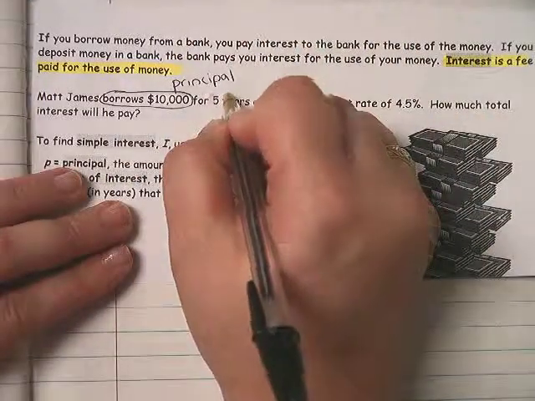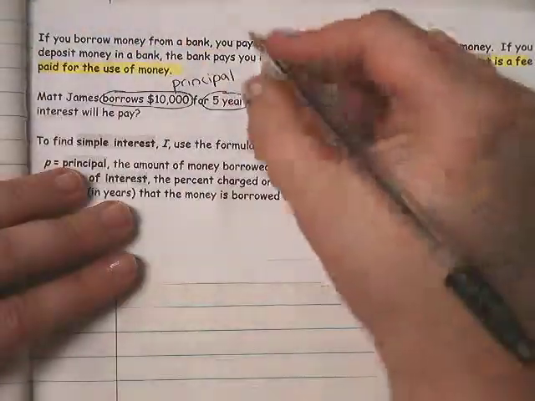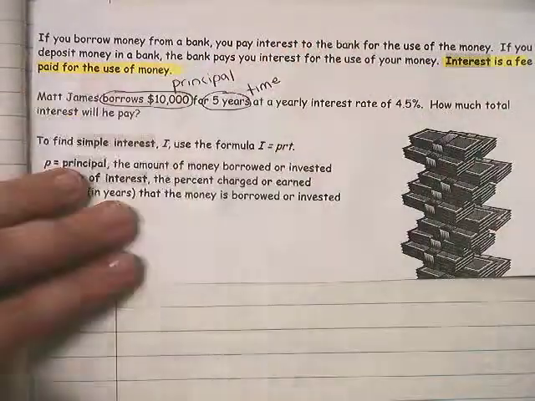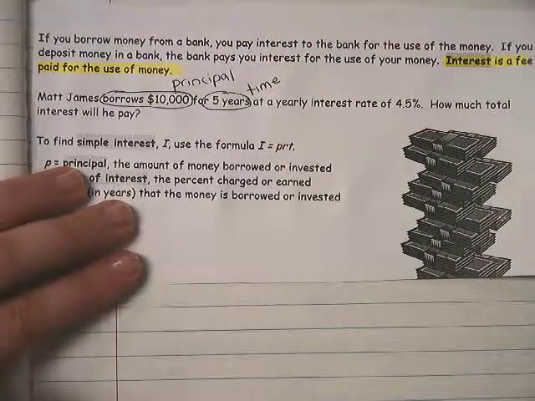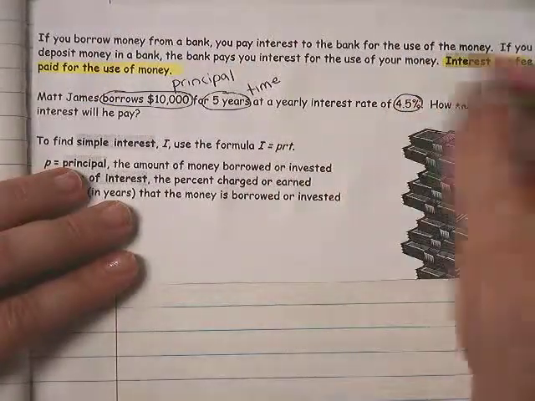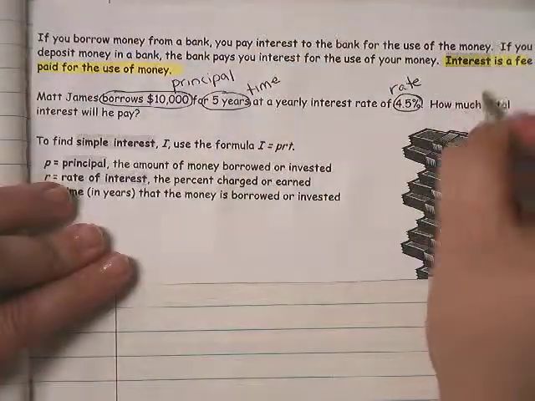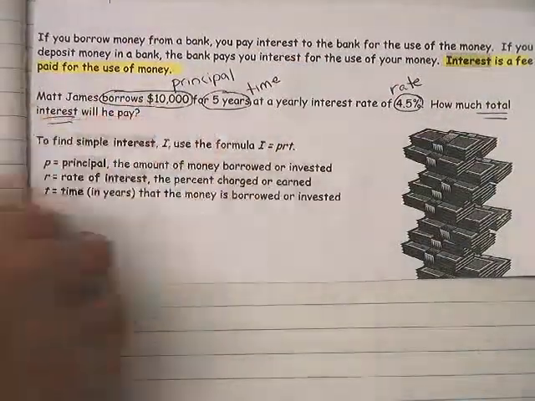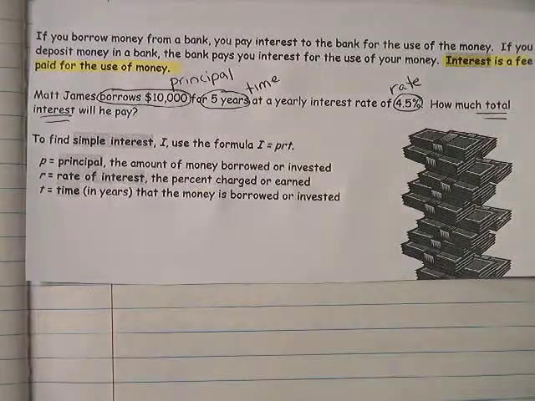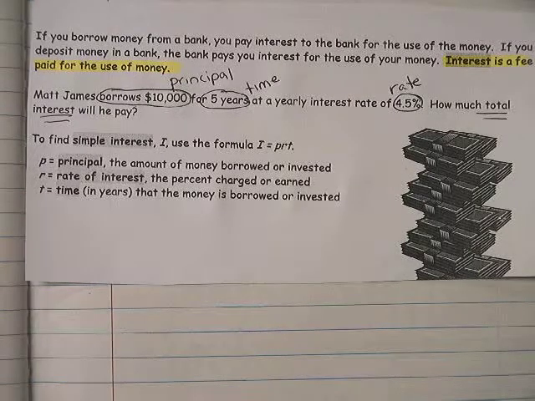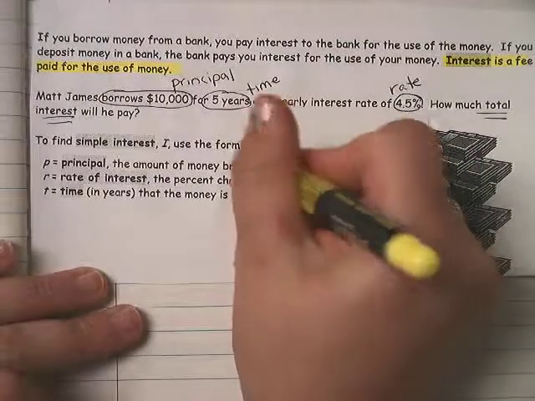Okay? So we're borrowing $10,000 for 5 years. So years is going to be our time at a yearly interest rate of 4.5%. So this is our rate. Okay? The question wants to know how much total interest will he pay? Well, in real life, most people when they borrow a loan and they want to know how much they're going to have to pay, they go online and you can find an online loan calculator, an interest calculator, or you just let the people who are loaning you the money plug the information in.